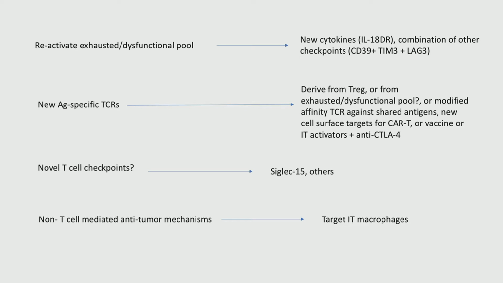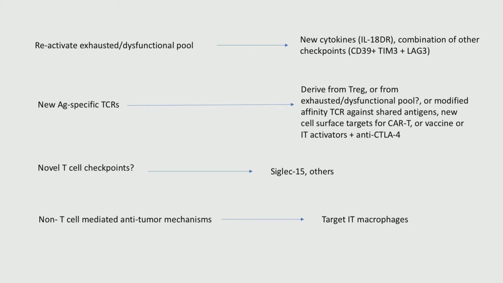It may be necessary in some patients to give them new T cells, new antigen-specific TCRs, and you may be able to do that either by immunization, plus or minus CTLA-4. Steve Rosenberg is actually taking TCRs from Tregs, which are not the same as the TCRs in effector cells, putting them back into naive T cells and giving those back. And there are people who are taking modified TCRs against shared antigens and giving those back and seeing responses.